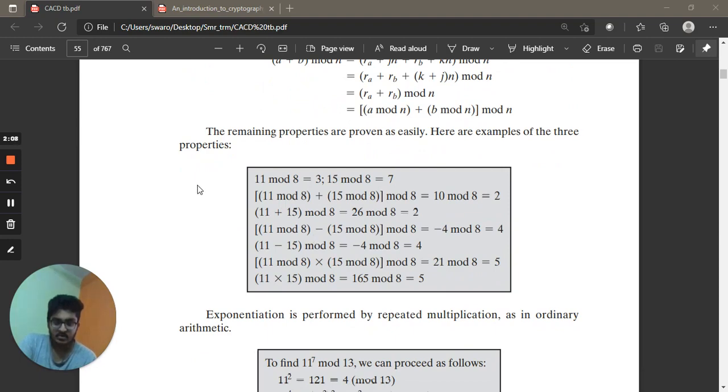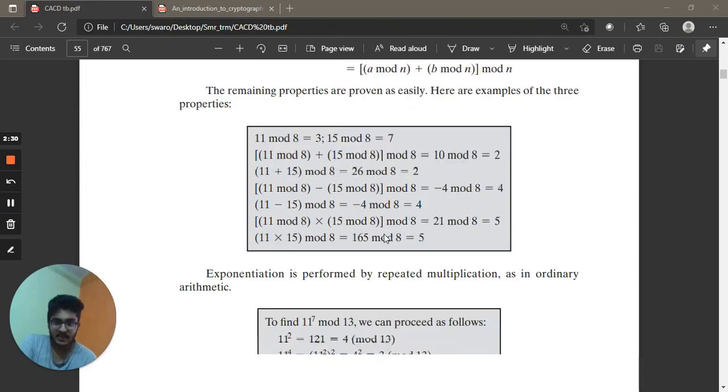11 mod 8 equals 3 and 15 mod 8 equals 7. Now (11 mod 8 plus 15 mod 8) mod 8 equals 10 mod 8 equals 2. And (11 plus 15) mod 8 equals 26 mod 8, which is also equal to 2. So property 1 is satisfied.